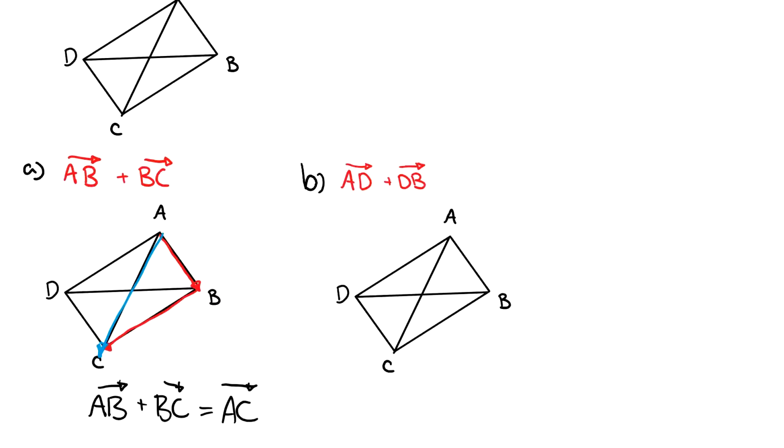We can do the same for part B. We'll start by highlighting our vectors and which direction they're going in. We have vector AD going from A to D. We then have vector DB going from D to B. Again, we can use the triangle law. We know it'll be the third side. We can then write our statement. So vector AD plus vector DB results in vector AB going from A to B.